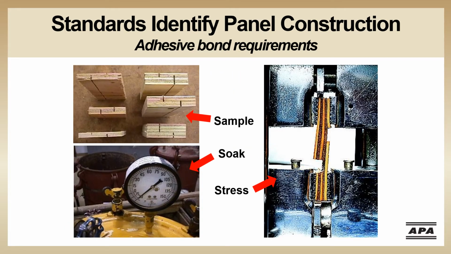Pictured here is the moisture cycle test for bond performance. The PS1 and PS2 plywood specimens have cuts made into each side of the panel to expose one glue line. They are placed in a vacuum pressure vessel that replaces the air in the wood with water to fully soak the sample. The samples are then placed in a machine and pulled apart at the exposed glue line while saturated.